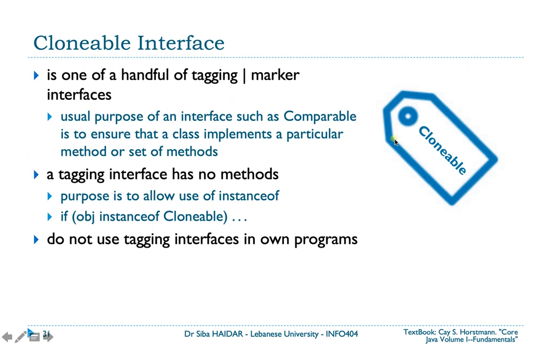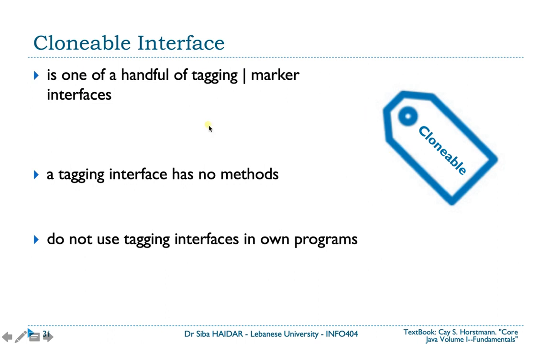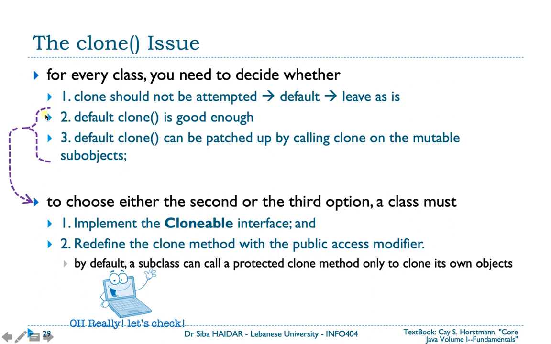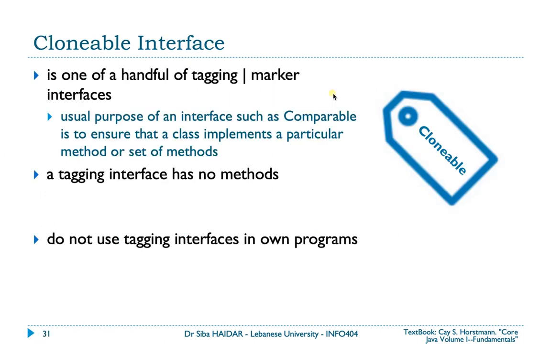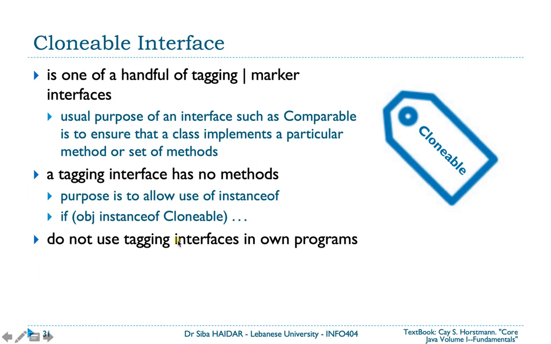Regardless that Cloneable does not have any method, it is only a tagging interface. Okay, so why is this? Because we want to know if you chose the second or the third option or not. If you choose them, you must implement Cloneable yourself in order to tag yourself that you chose the second or the third option. If you didn't implement Cloneable, this means you didn't raise the visibility of the clone method to public, and it's still protected in your class. Okay, so this is the tagging interface, and of course do not use tagging interfaces in your own programs. Instead, use normal interfaces which will do a better job.